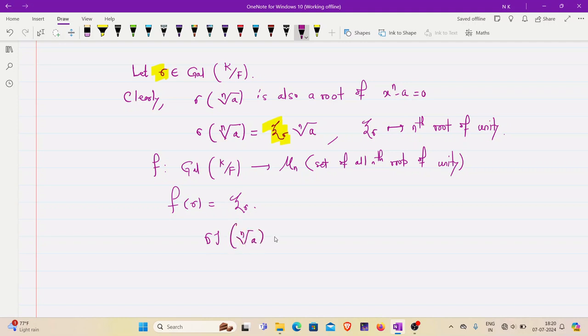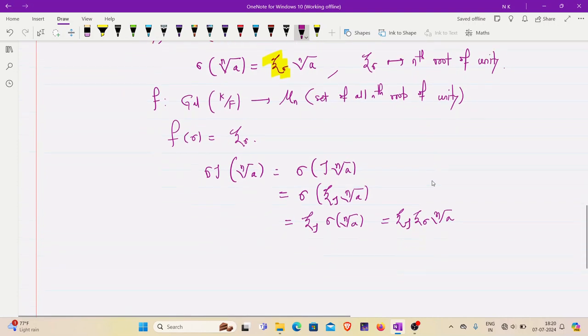So I'm trying to establish that it is a homomorphism. That is equal to sigma of tau of nth root of a, which is nothing but xi tau into nth root of a. So xi tau comes out, this is sigma of nth root of a, and that is equal to xi tau xi sigma into nth root of a.